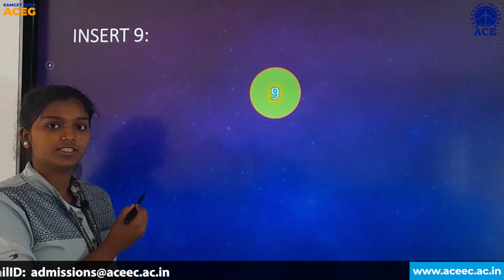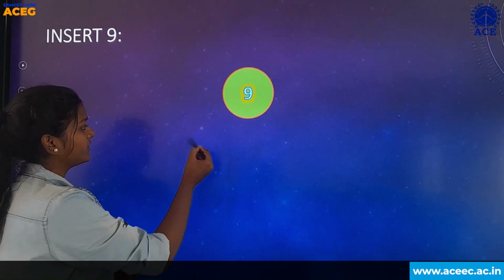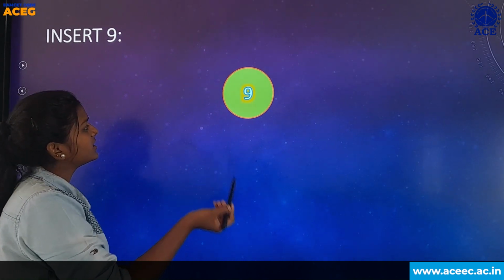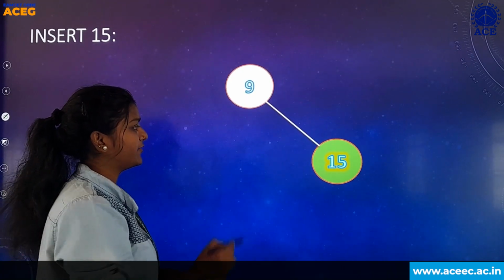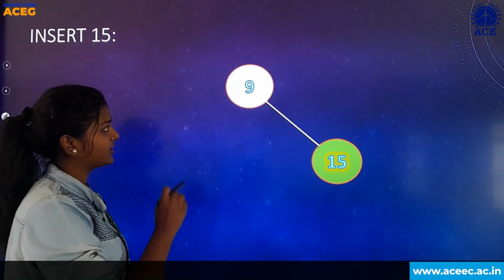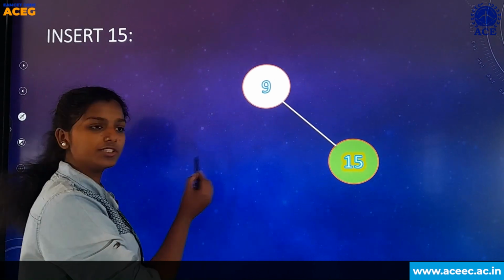Here the first element is 9, which is nothing but the root node. Now check the balancing factor, that is the height of the left subtree minus the right subtree. Since there are no nodes, the balancing factor is 0. The next element is 15. Now check whether 15 is greater than the root node. It should be inserted at the right side. If it is less than the root node, then you should insert it at the left side.